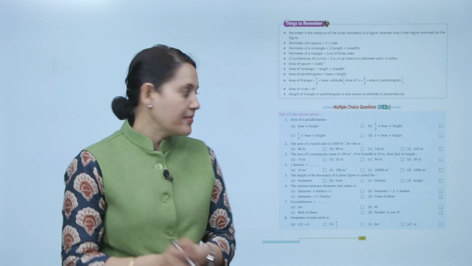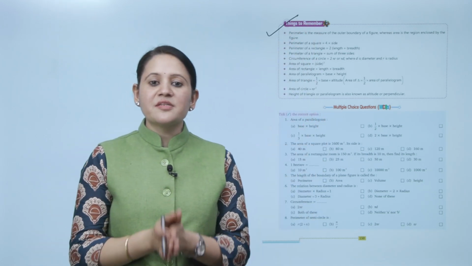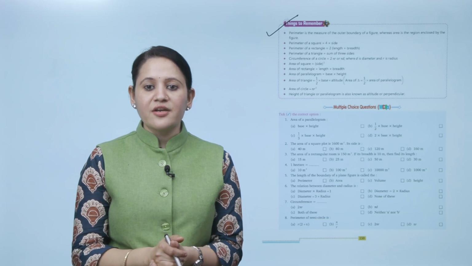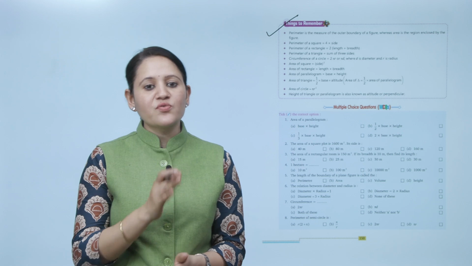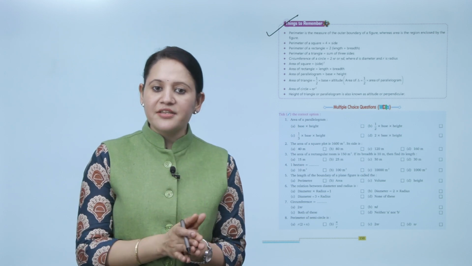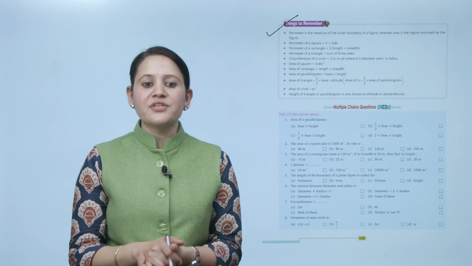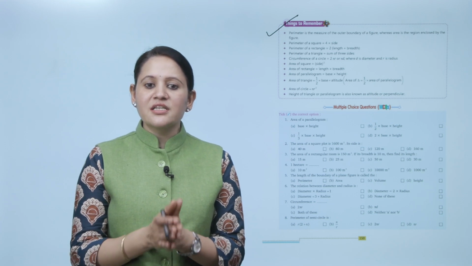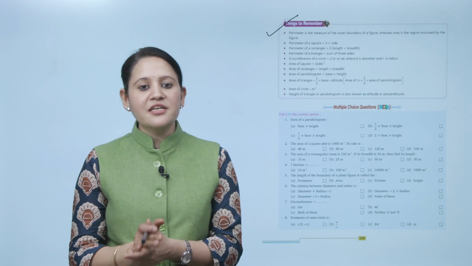Next is things to remember. Perimeter is the measure of the outer boundary of a figure, whereas area is the region enclosed by the figure. Perimeter of square, that is 4 into side. Perimeter of rectangle, that is equal to 2 into length plus breadth. Perimeter of triangle, sum of 3 sides. Circumference of a circle, that is 2 pi r or pi d, where d is the diameter and r is the radius.